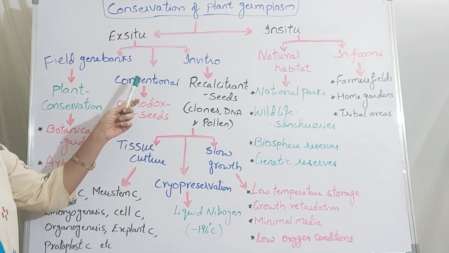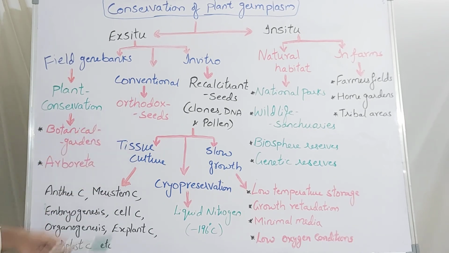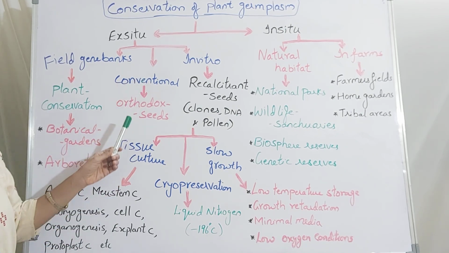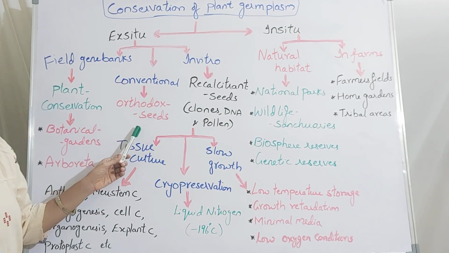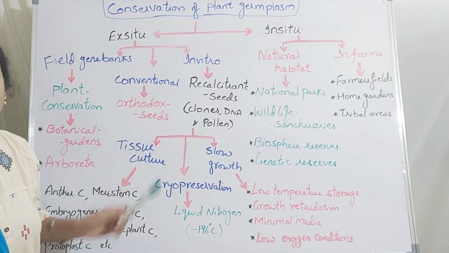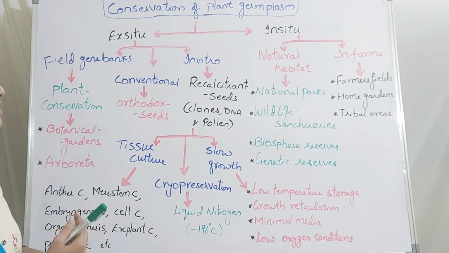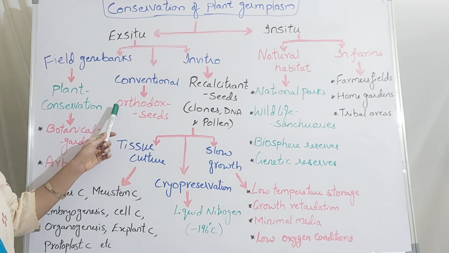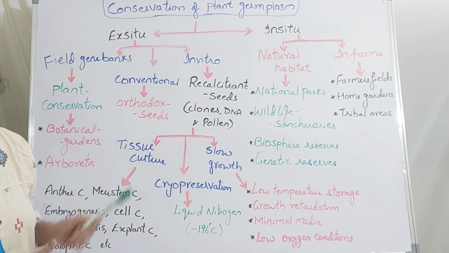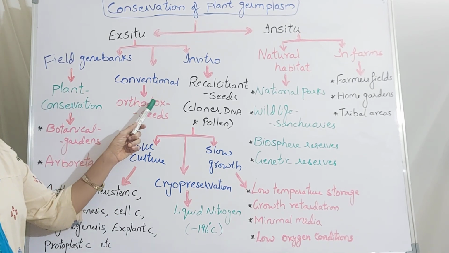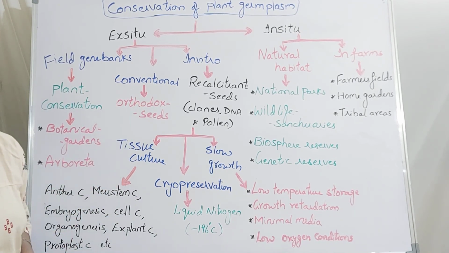Then you have another method, the conventional type, which is also referred to as the traditional method. Under the traditional method, you have the orthodox seeds. That means you are going to store the seeds by drying them, right? When you dry them, you can preserve them for a longer time period. That method is called orthodox seeds, which is a traditional method.